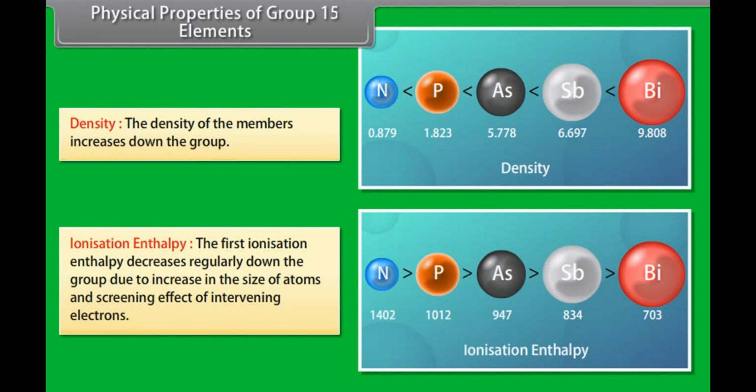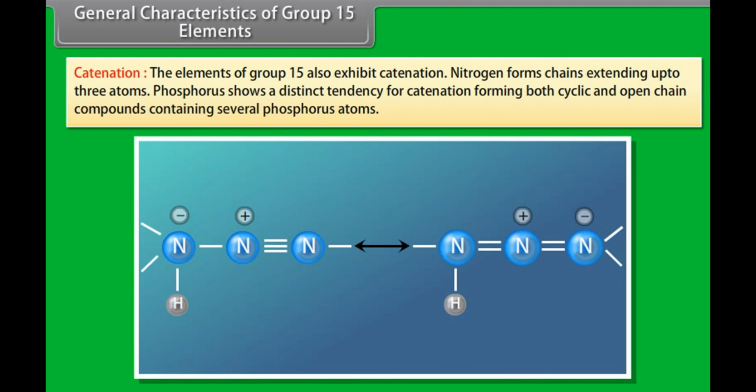Ionization enthalpy. The first ionization enthalpy decreases regularly down the group due to increase in the size of atoms and screening effect of intervening electrons. General characteristics of group 15 elements. Catenation. The elements of group 15 also exhibit catenation. Nitrogen forms chains extending up to 3 atoms. Phosphorus shows a distinct tendency for catenation, forming both cyclic and open-chain compounds containing several phosphorus atoms.